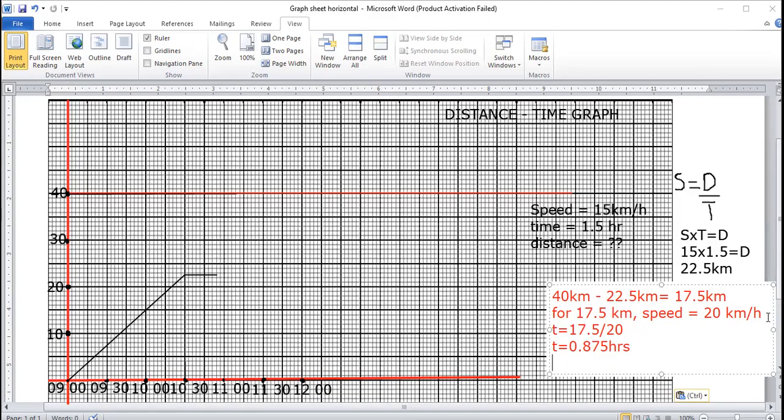So what I am going to do over here is take 0.875 and multiply it by 60. When I multiply it by 60, my whole time, which is right now in hours, will convert into minutes, and then it will be much easier for me to apply it over here.